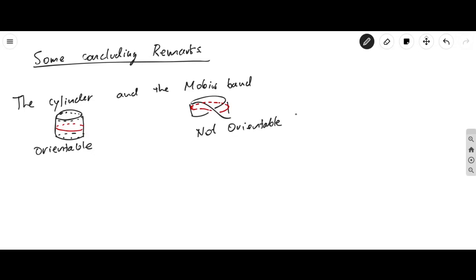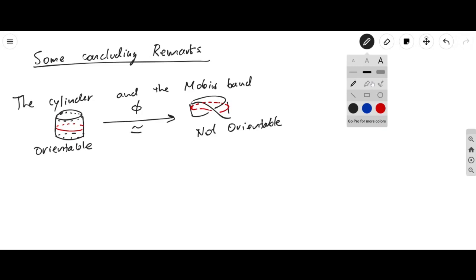And if you're wondering why orientability is a topological invariant, that's actually very simple. Assume there was a homeomorphism, a map, let's call it phi, between these two spaces. Then the way you can orient the Mobius band is you choose an oriented atlas for the cylinder, which is very easy to come up with.